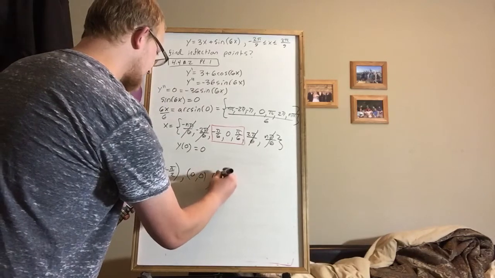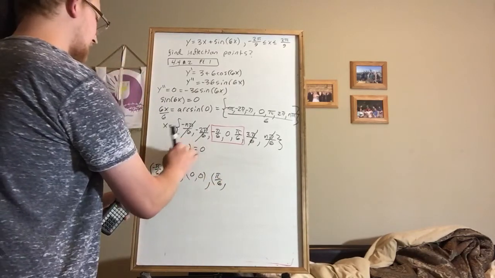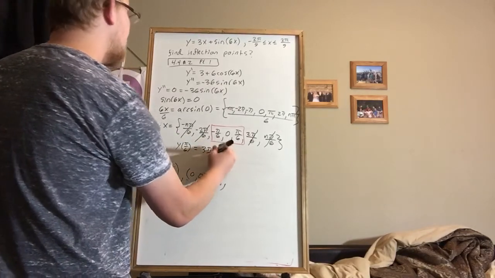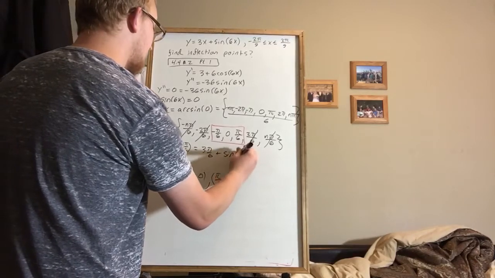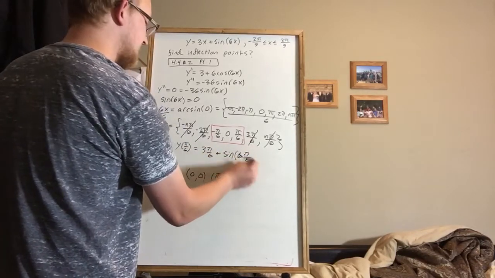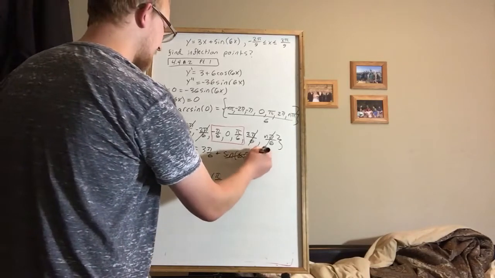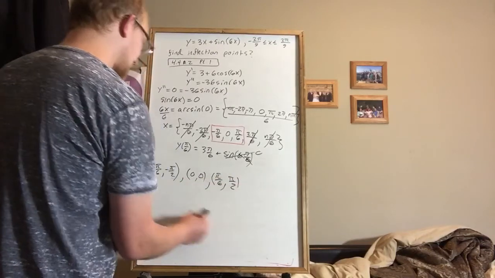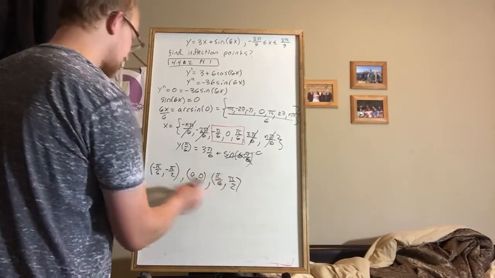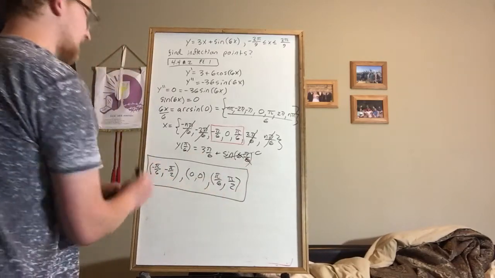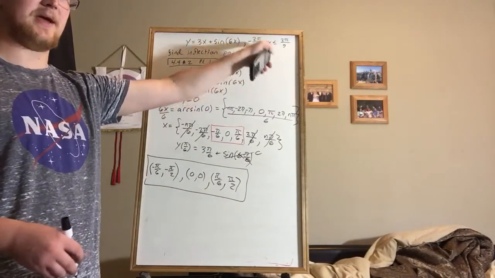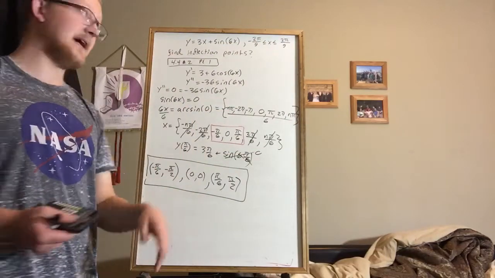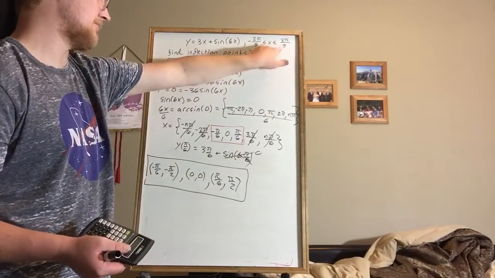Now we're looking at pi sixths. When we plug in pi sixths for y, we end up with 3 times pi sixths plus sine of 6 times pi sixths. Well, the 6 and the 6 cancel. Sine of pi is 0, and 3 pi sixths is pi halves, a positive pi halves. And there we have our 3 ordered pairs. These are the inflection points within our function's domain. There are probably more inflection points off to infinity and negative infinity, but we're only curious between these 2 points.